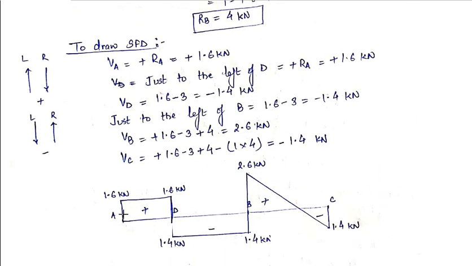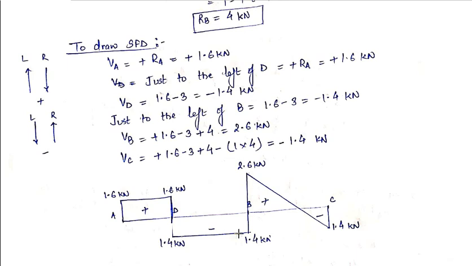At A, the value of the shear force has come out to be plus 1.6. We will plot the positive values above the axis, so at A plus 1.6. Just to the left of D, it is also plus 1.6, so mark a point at 1.6 and join these 2 points by a straight line. At D, the value has gone down to minus 1.4, so below the axis, mark 1.4. Join these 2 points by a straight line. Just to the left of B, the value is still minus 1.4.